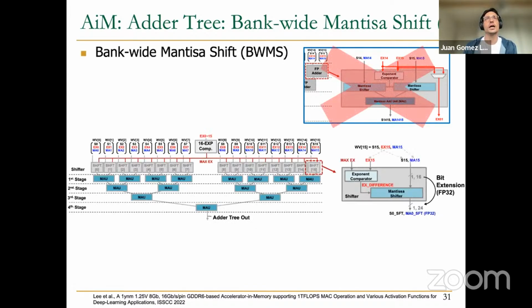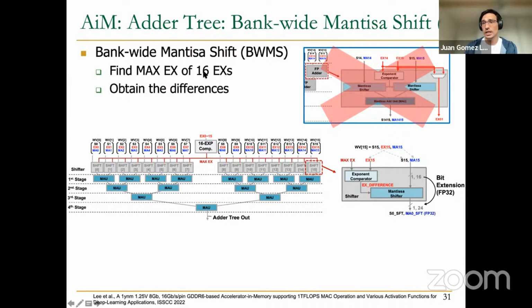what they do is simplifying these adders by, first of all, including an array of shifters. And that's what they call the bank-wide mantissa shift. Let's see how they do this. So first of all, because they have 16 partial results coming from the 16 multipliers, first thing that we do is finding what's the maximum exponent from these 16 multiplication outputs. And then they obtain the differences in each of these shift lanes that you can see on the slide.